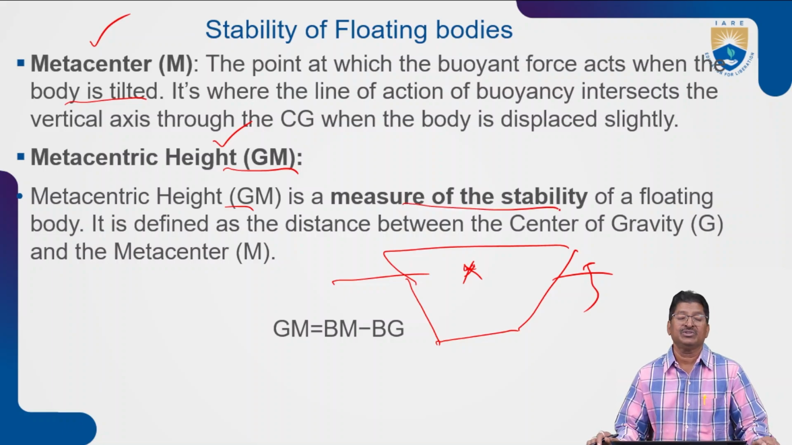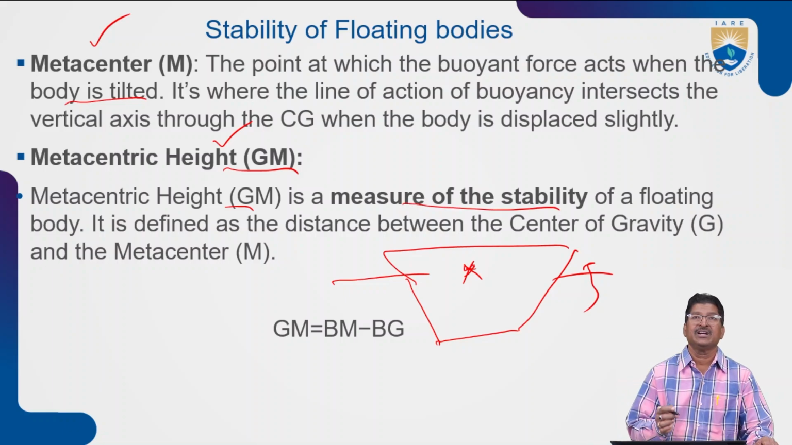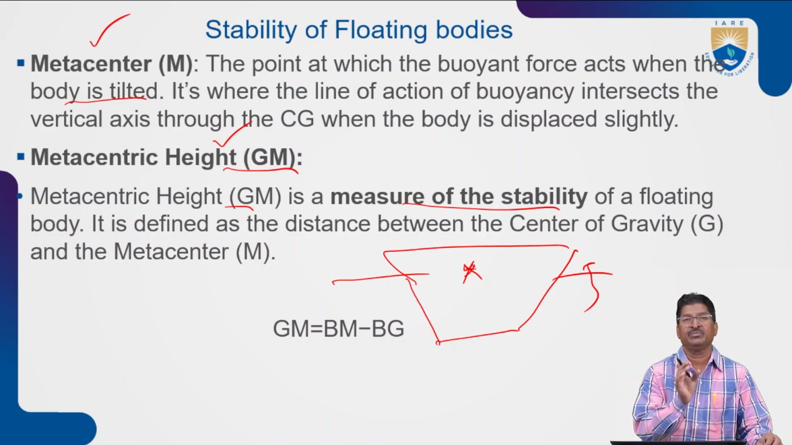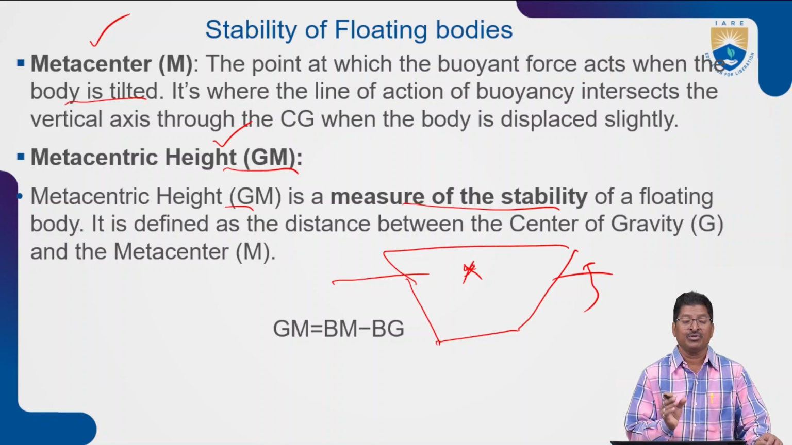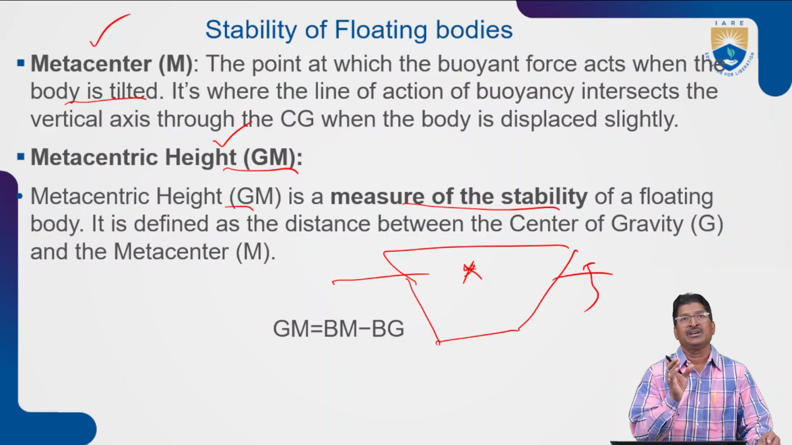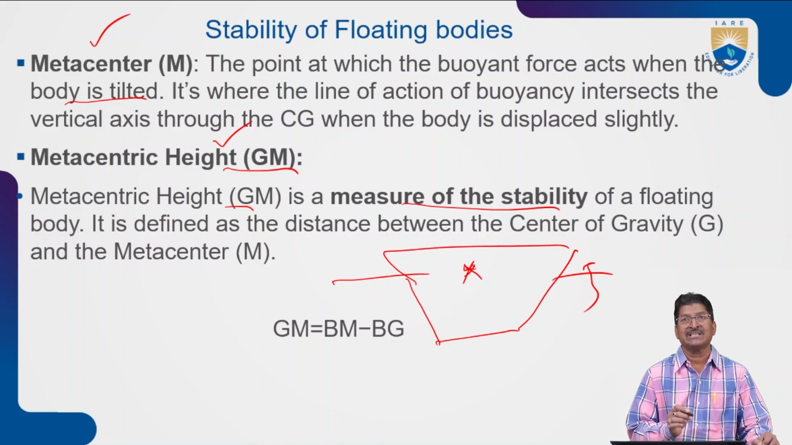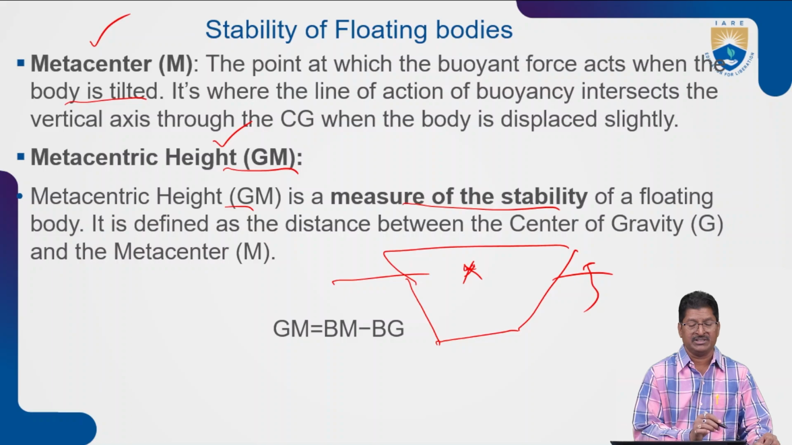So why should we learn about the metacentric height? It is nothing but the measurement of the stability. How strongly stable it is, or how unstable it is, can be known by means of the metacentric height. If the body is more stable, you can see it in the metacentric height. If it is very less stable, also we can know by reference to the metacentric height only. So it is a measure of the stability of a floating object or body.